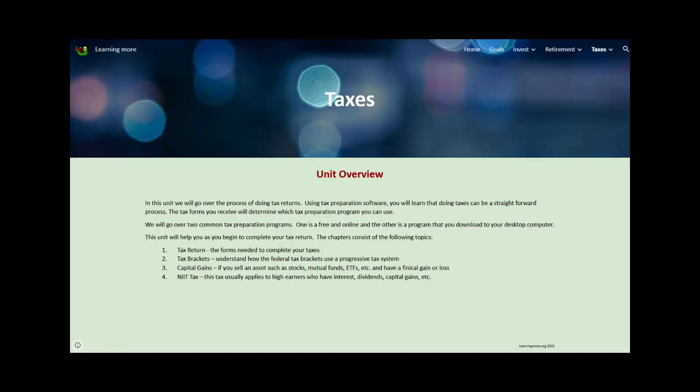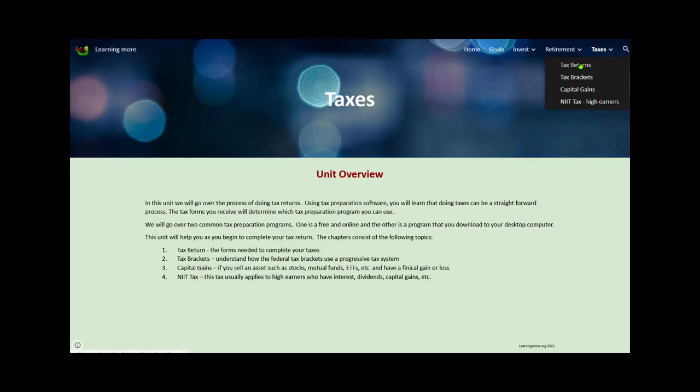Taxes. We all pay taxes. In this unit, we'll be going over the process of actually doing tax returns. But before we start the tax returns, we need to understand some of the key components of taxes, knowing what's taxed, the tax rates, and so on. So in this unit, we will go over several of these key components.